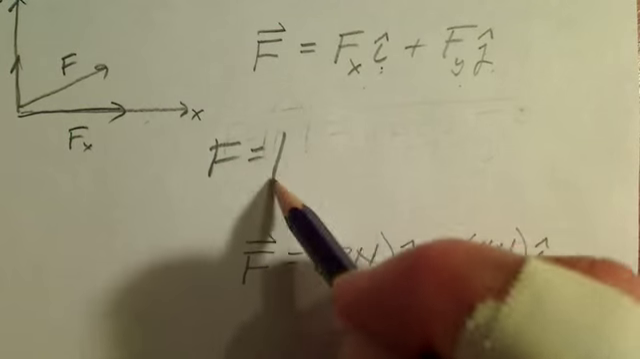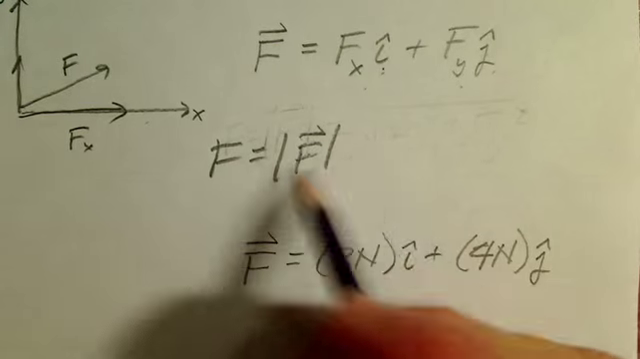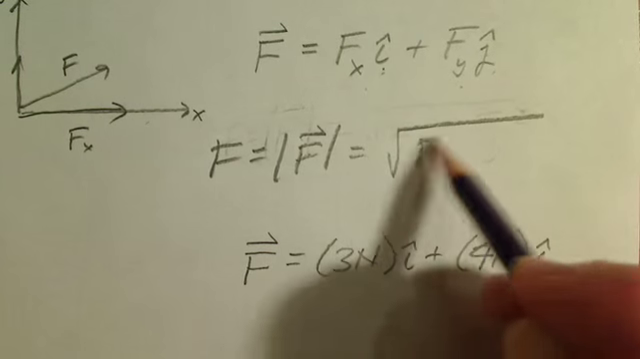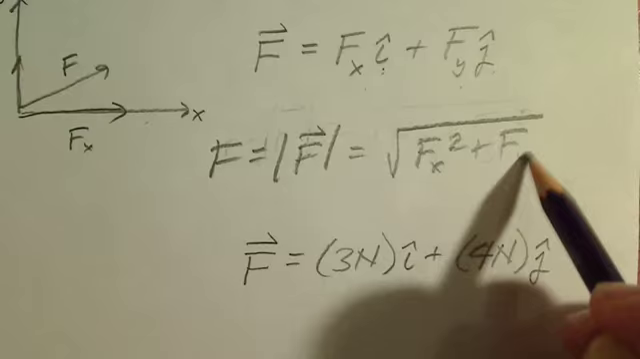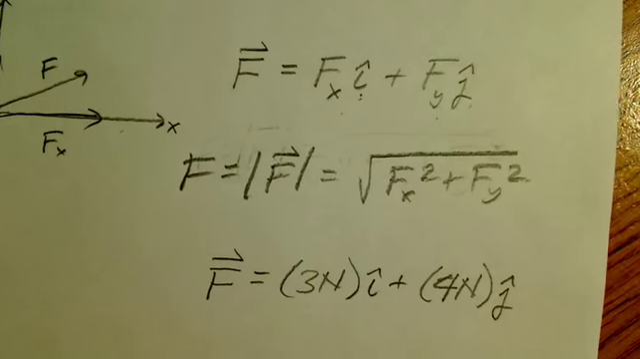We'll call it F. Another way to write it is magnitude, and it's equal to the square root of F_x squared plus F_y squared. That's for a two-dimensional vector.